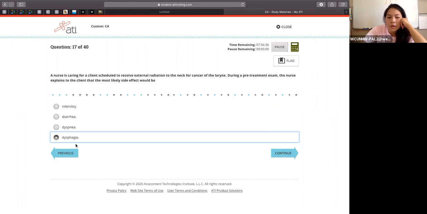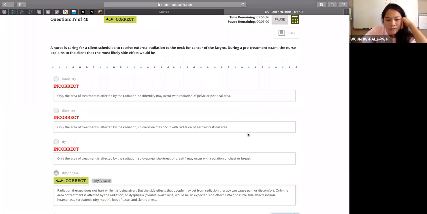Difficulty swallowing, because they're getting radiation at their throat, so swallowing is going to be difficult. Only the area of treatment is affected by radiation. Dyspnea, shortness of breath, may occur with radiation. Oh yeah, so this would only occur if the radiation is at the chest or the breast.